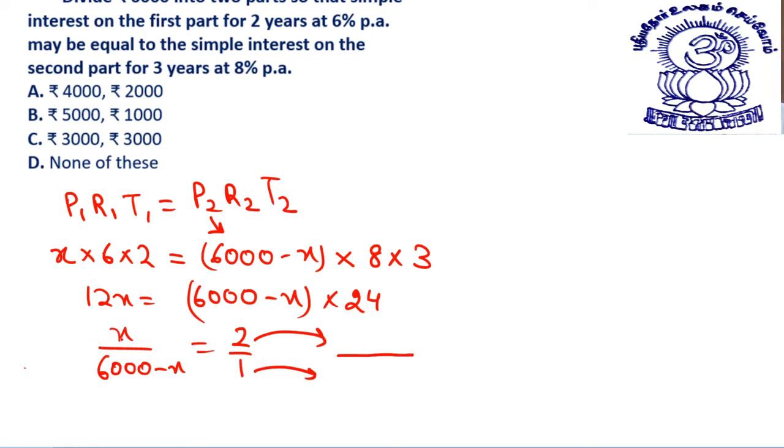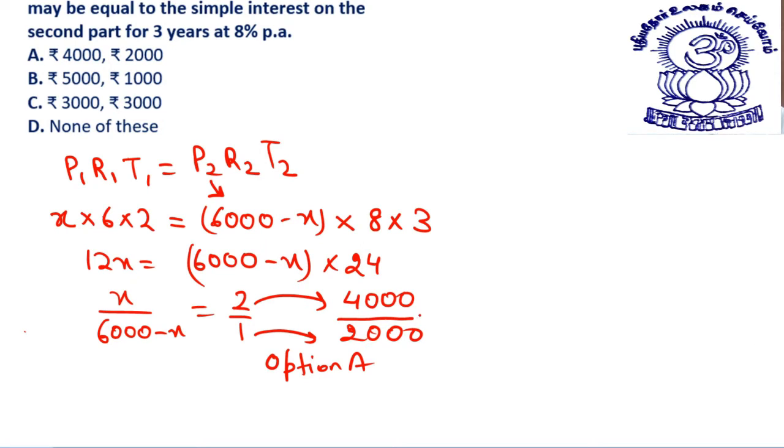Now what you need to do is make this x something which is double of this thing, and the sum of these two should be 6,000. So that way x should be 4,000 and this should be 2,000. So that means option A is your answer. Getting it, my dear students? Option A is our answer.